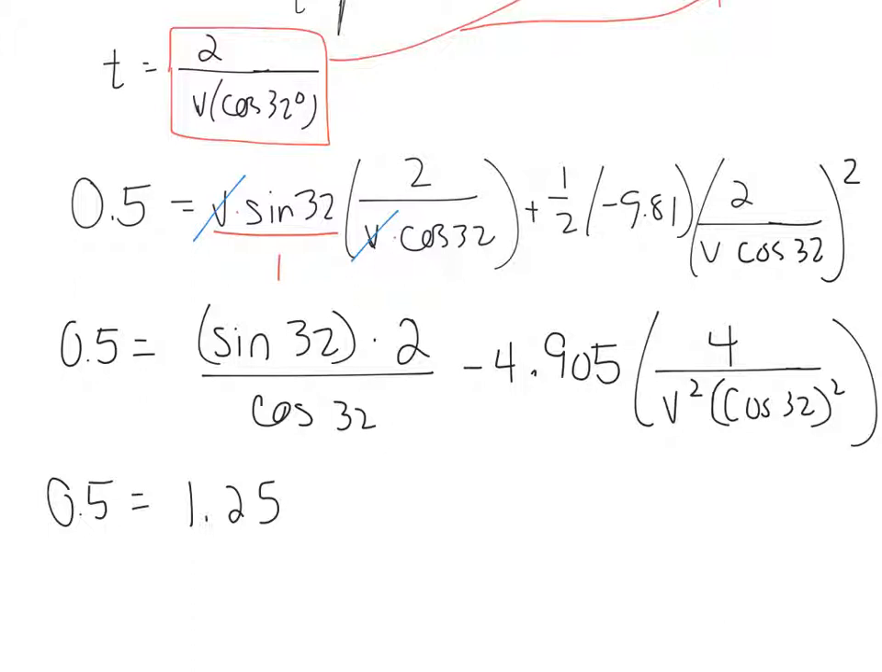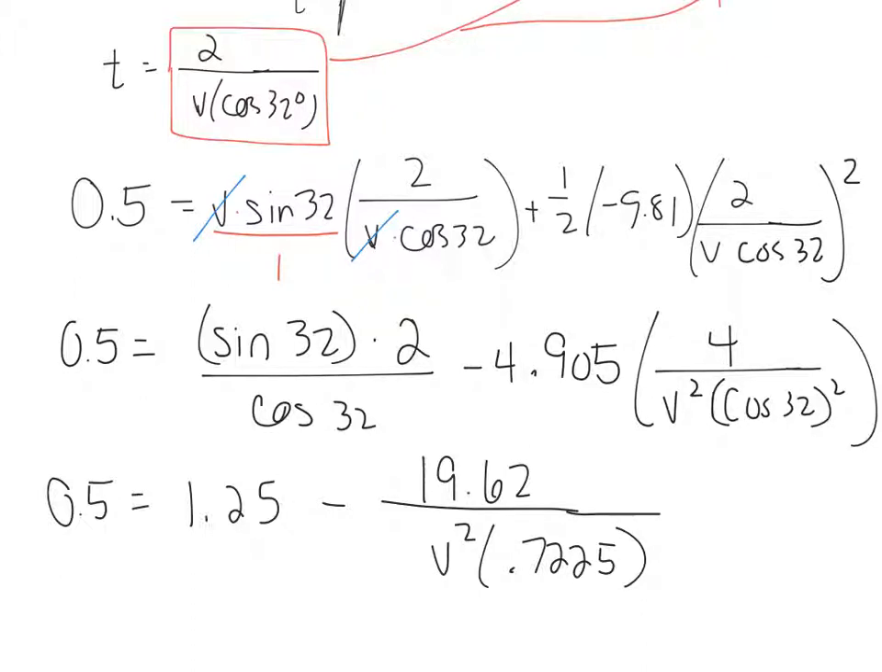1.25? Okay. Now, take a look over here. 4.905 can be multiplied by 4. Multiply those two numbers to give you an overall numerator over there. 19.62? Good, because this is double gravity. The denominator is still v squared times cos 32, and then square it. Find out cos 32, hit enter, and then square that answer. What's cos 32 squared? 0.7225. Okay, so I'm literally solving an algebraic expression now.